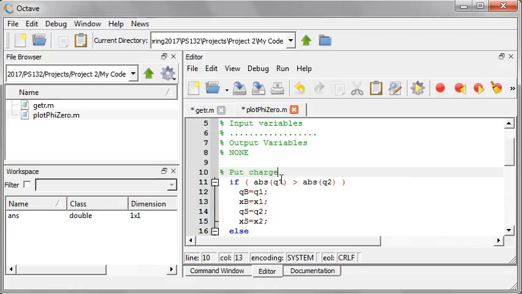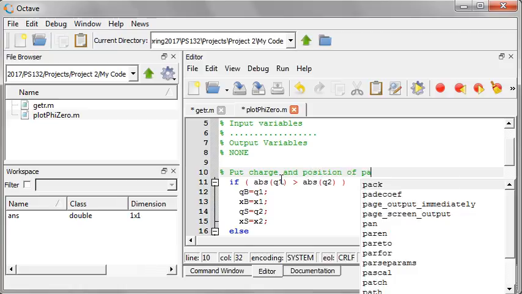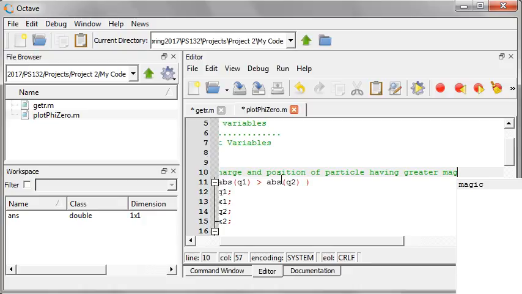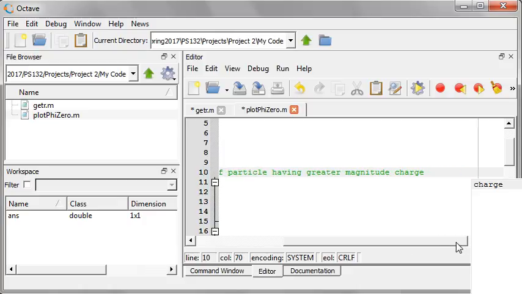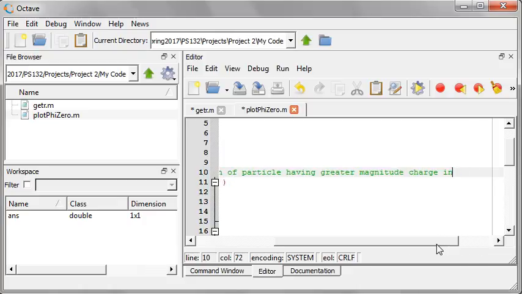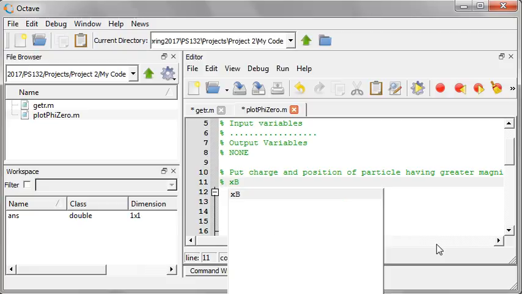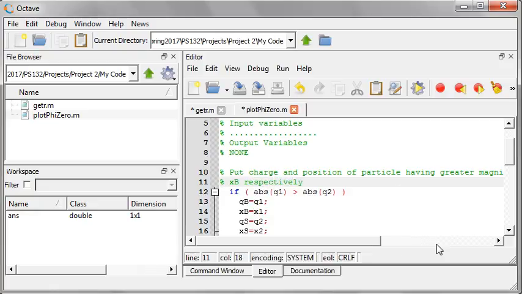Put the charge and position of the particle having greater magnitude charge in QB and XB respectively, so in that order, and then do the same thing for the other one.